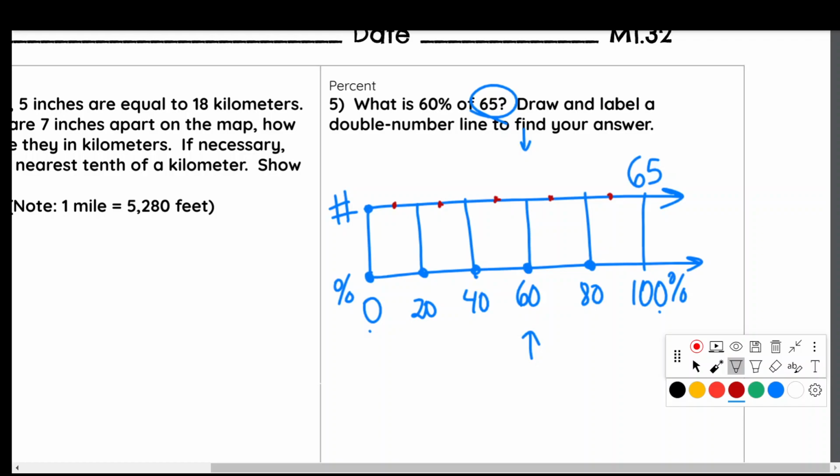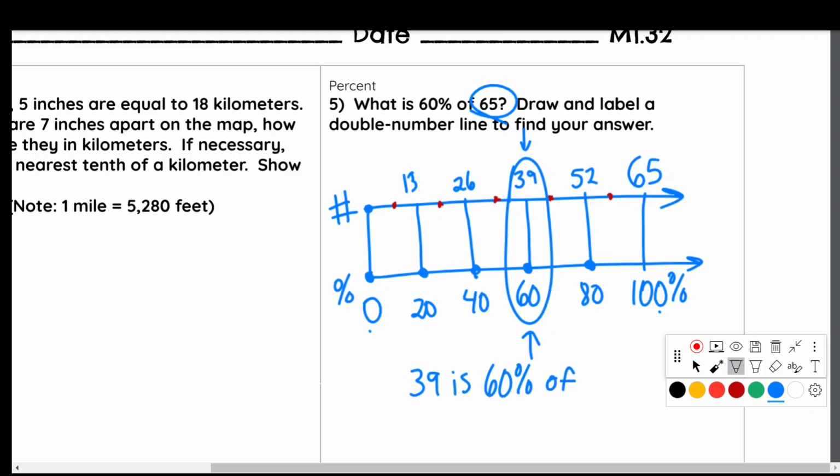So 65 divided by 5 is 13. So I can count by 13s. 13, 26, 39, 39 and 13 is 52, 52 plus 13 is 65. I can see that 39 is 60% of 65. And that concludes this super quick walkthrough.